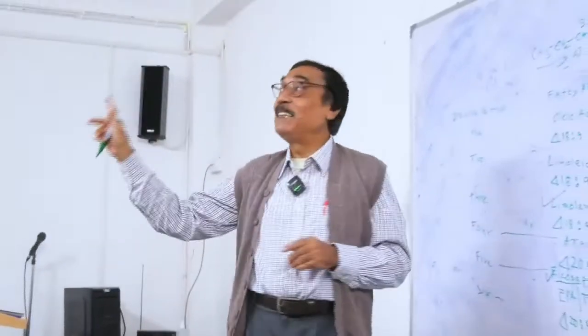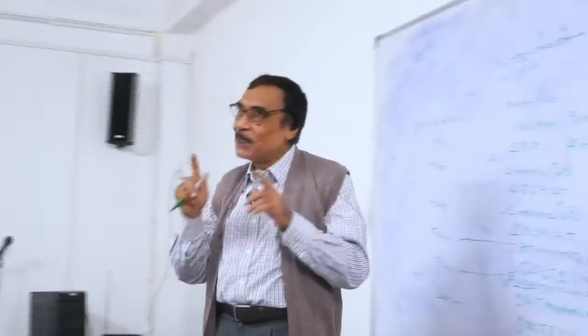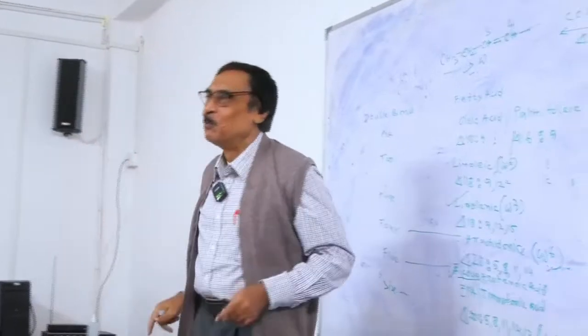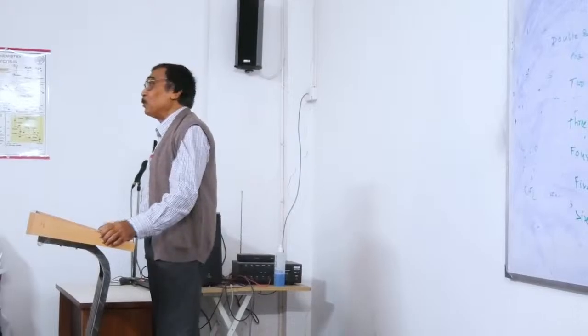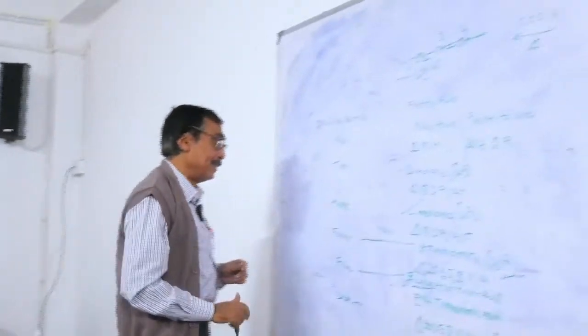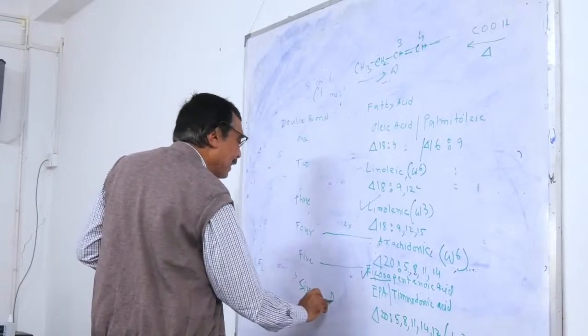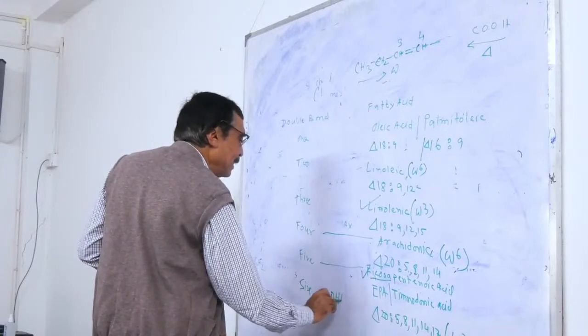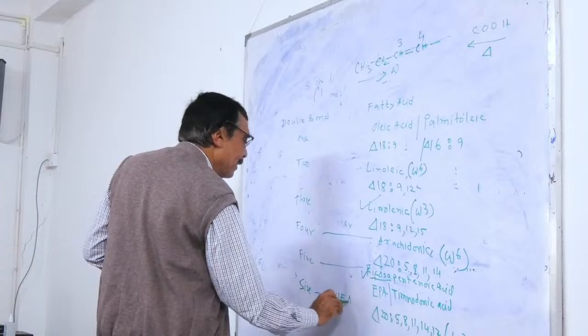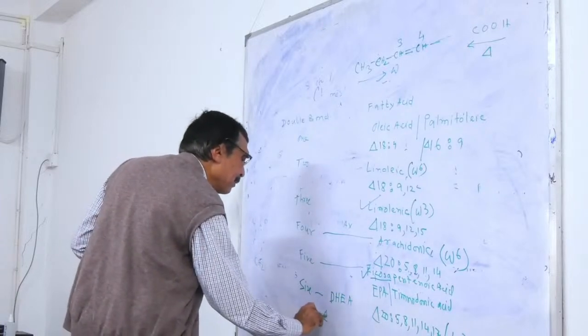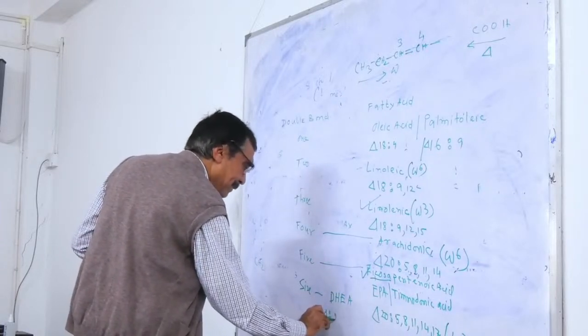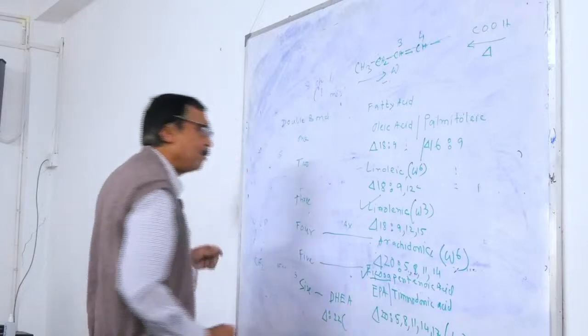ডোকোসা, ডেকা হচ্ছে 10টা। ডোকোসা মানে ইকোসা প্লাস 2, মানে 22। ইকোসা হচ্ছে 20। ডোকোসা মিনস 2 + 20, 22। তাহলে 6 ডবল বন্ডের এক্সাম্পল হচ্ছে ডোকোসা হেক্সা ইনোইক অ্যাসিড, ডিএইচএ। কত কার্বন হবে? 22। পজিশন অফ দ্য ডবল বন্ড কি হবে?